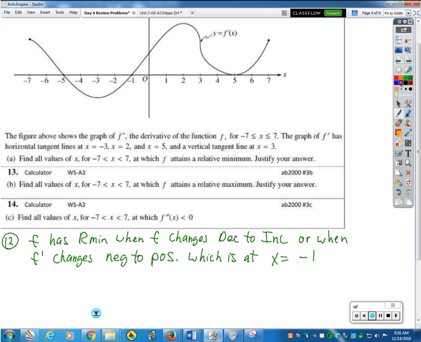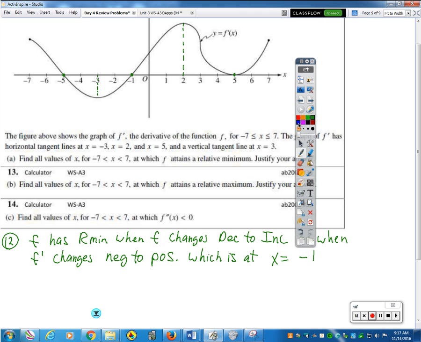This is a graph of F prime. Let's label the points here. This is x equals negative 3. This is x equals 2. This is x equals 5. Here's negative 1, negative 5. That's pretty much all the key points. I'm going to ask a few questions and see how many in the class can answer. Question 1. F prime has a relative max at x equals, and you're going to fill in the blank.